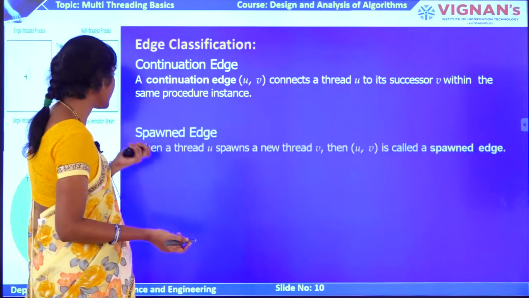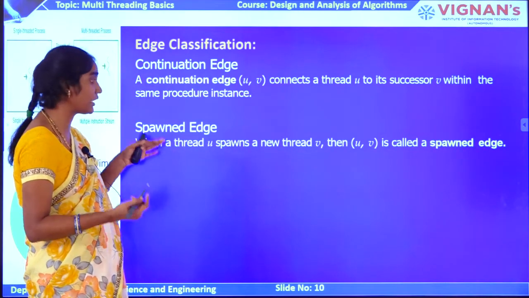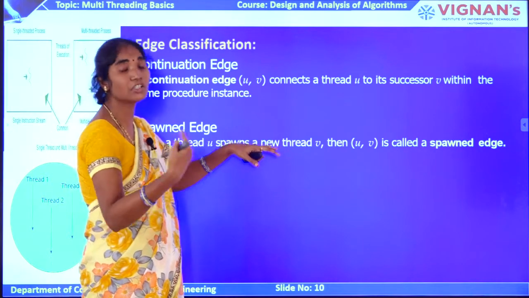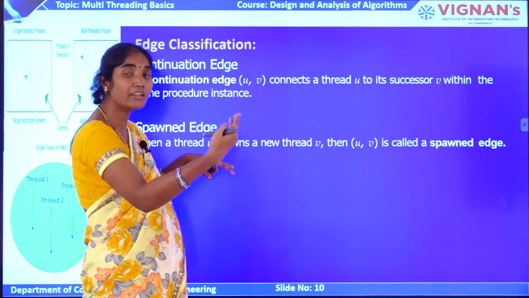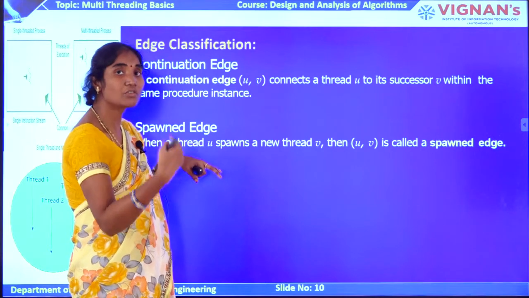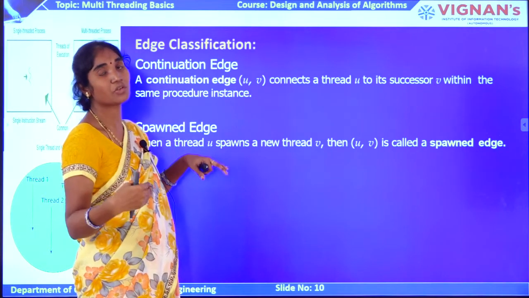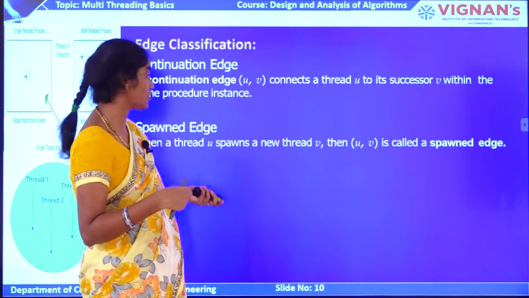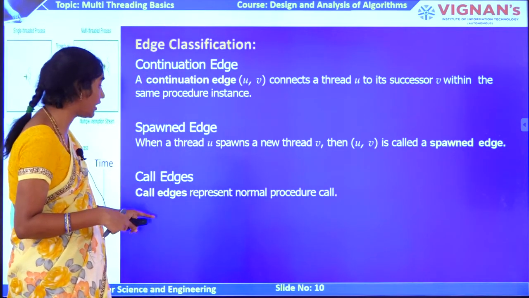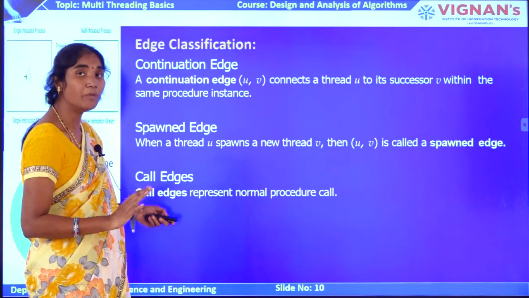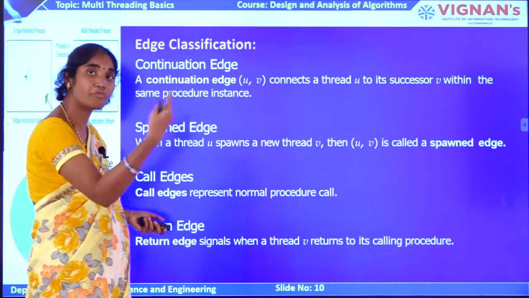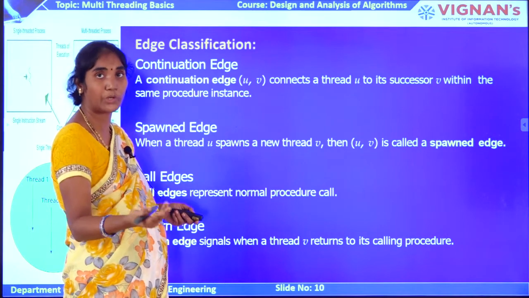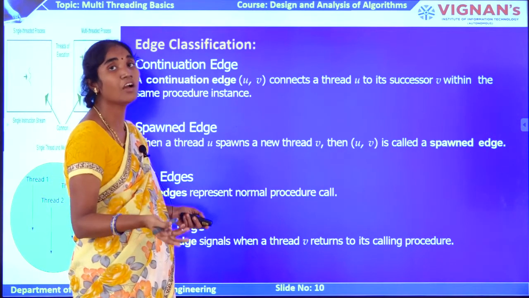Now next one is a spawn edge. Spawn edge means when a thread spawns a new thread. So when a parent wants to begin a new parallel execution of another operation, in that case we are giving a spawn edge. Next one is the call edge. Call edge represents a normal procedure call, nothing but, in order to find fib of 4 I am calling fib of 3 and fib of 2, right. So there I am representing with a call edge.